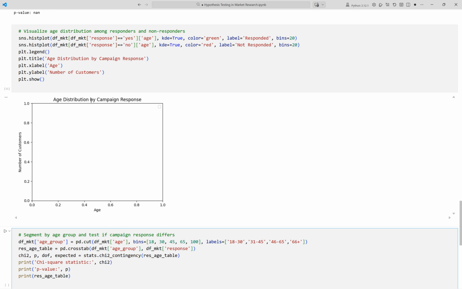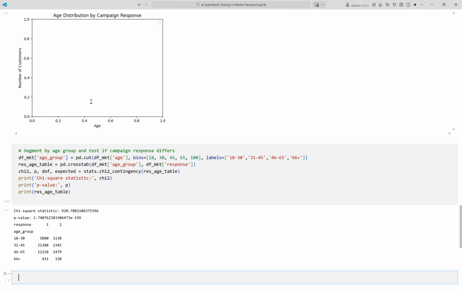Running the cell now. This output displays the distribution of campaign responses, 1 equals responded, 2 equals did not respond, across four age groups, highlighting that most customers fall in the 31 to 45 and 46 to 65 ranges. The very large chi-square statistic and near-zero p-value indicate a statistically significant difference in response rates by age group, confirming our hypothesis that age influences campaign effectiveness. Notice how checking group sizes here ensures valid inference, preventing misinterpretation when comparing customer segments.